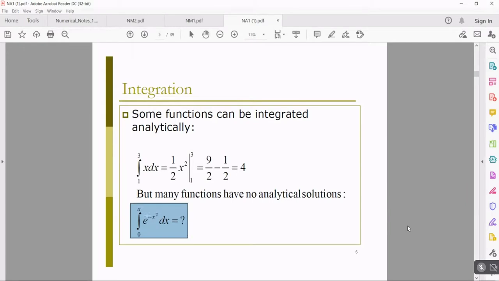Even though this one also looks easy, like e raised to power minus x square, if instead I have something like e raised to power minus x square plus sine square, divided by some log x, then it is more complicated. And maybe an analytical solution exists in the future, but till now we don't have any analytical solutions.